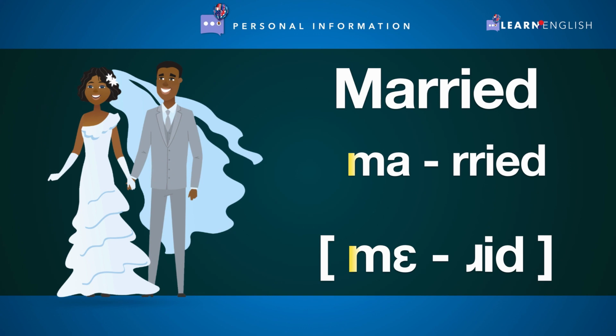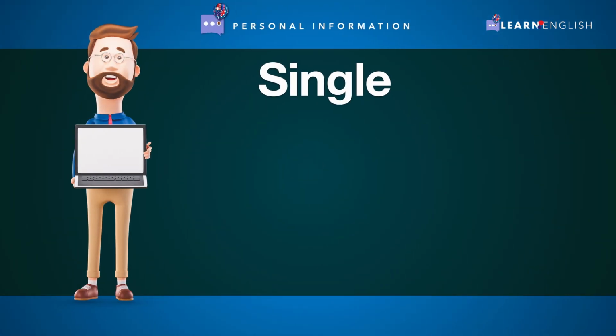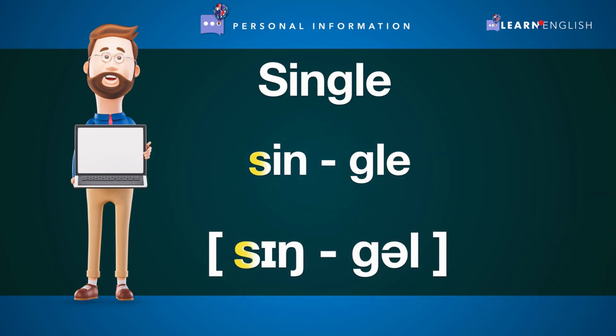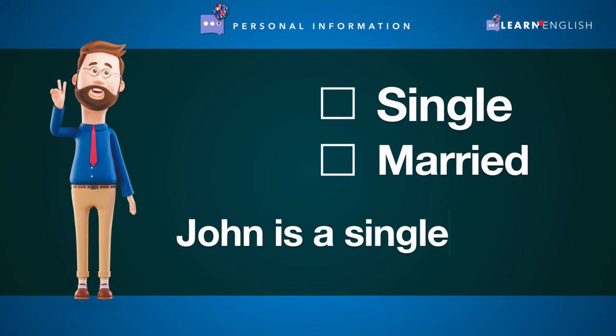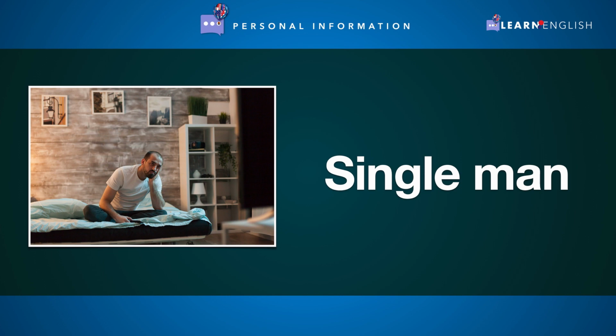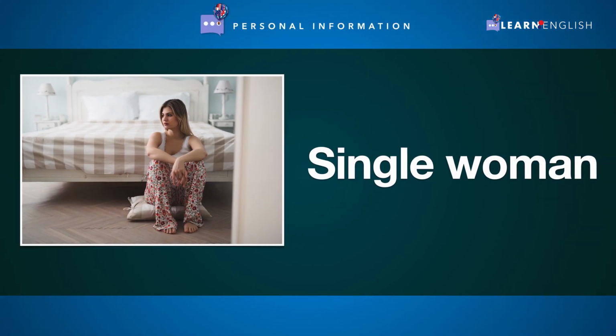Married, married. Single, single. John is a single man. That is why we choose single. This word single is applicable indistinctly to the gender, for instance. Single man, single woman.